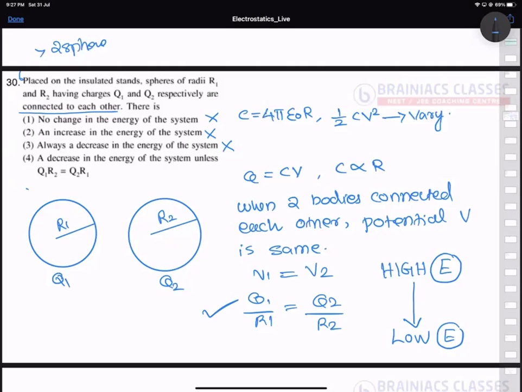So based on this, the answer is 4. Decrease in the energy of the system, unless Q1 by R1 equals Q2 by R2. Cross multiplying, Q1 R2 equals Q2 R1. For the potential to be equal, a definite energy transfer has to occur.